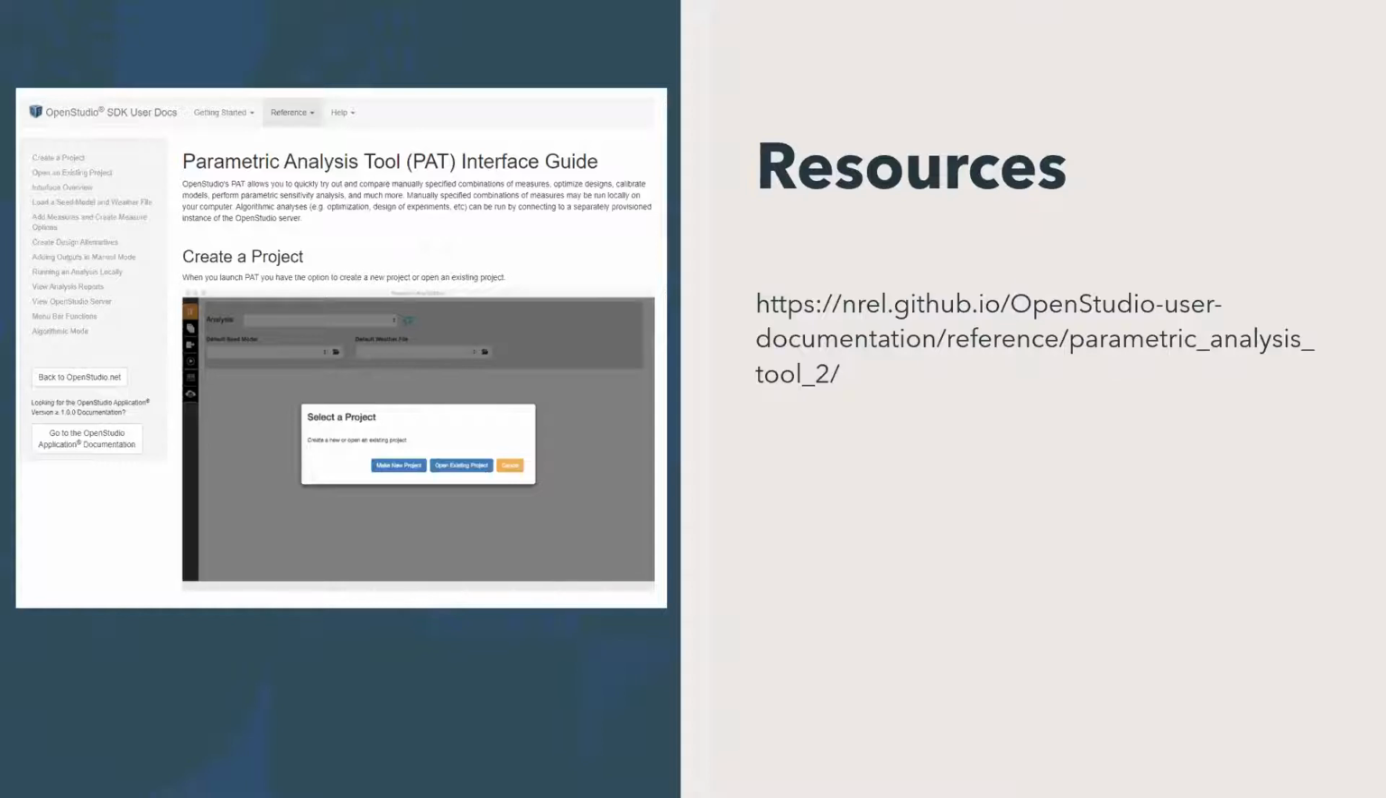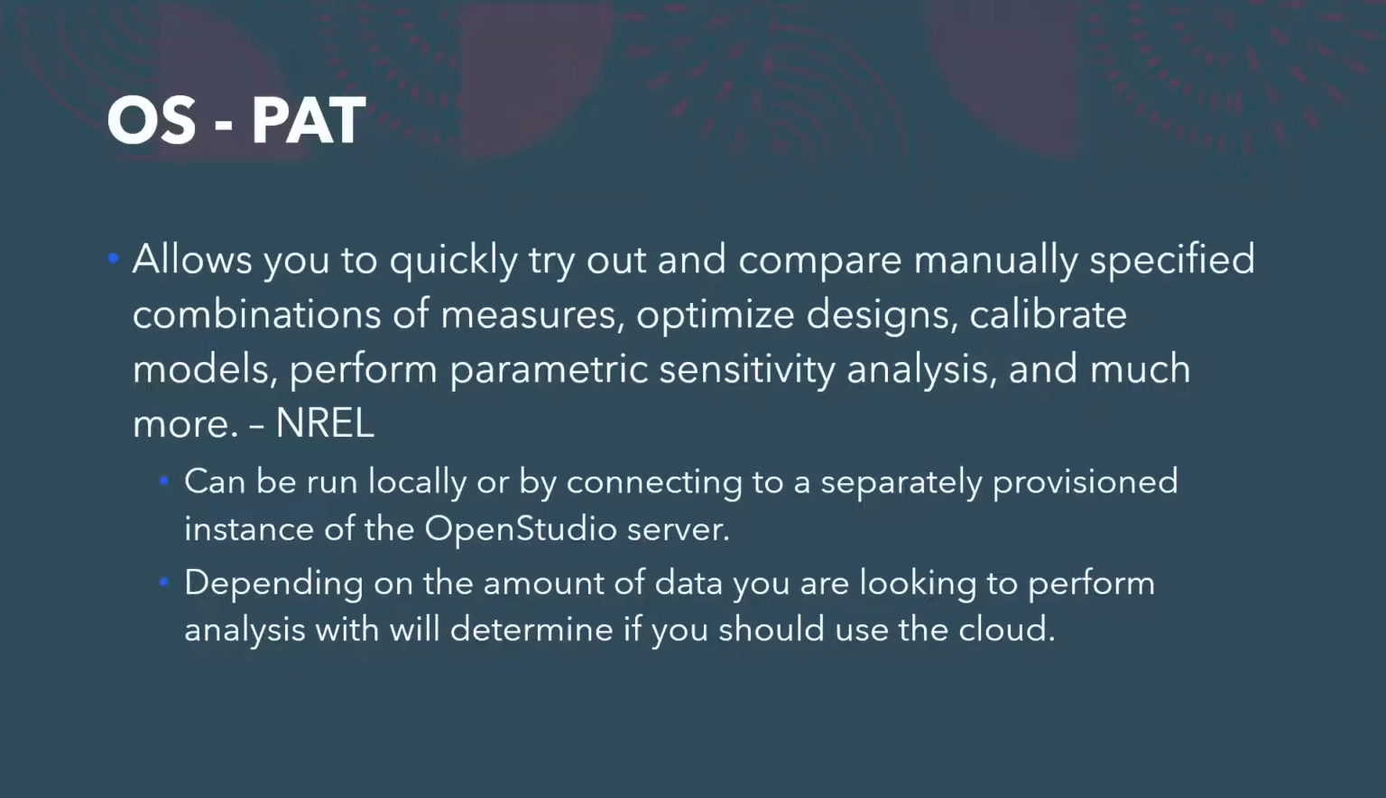This guide is based off of 2.1 right now. So I know a lot of people are using 2.9, or if they've migrated to 3.0 and above, and in 3.0 and above, PAT is actually a separate entity to install. It doesn't come with OpenStudio anymore. So keep that in mind.